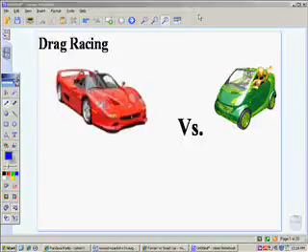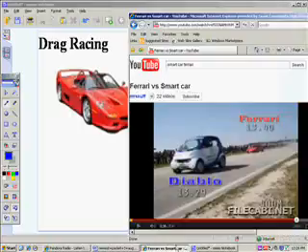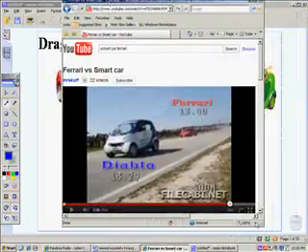This lesson on drag racing is just a fun way of practicing on our equations. We're going to look at a YouTube video of a race between a Ferrari and a slightly modified smart car. Here it is.